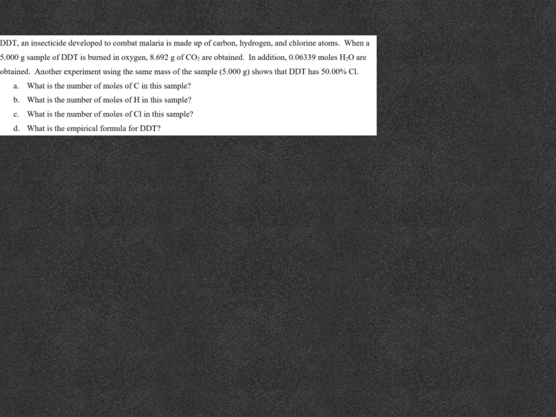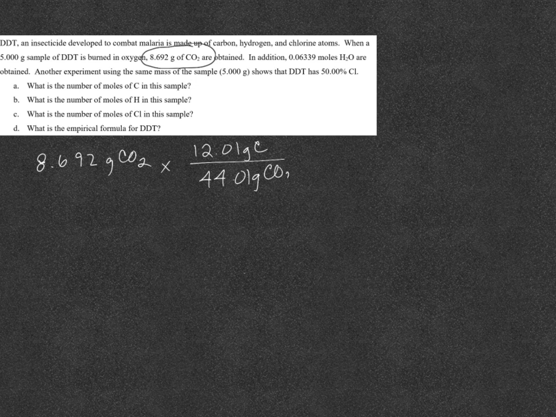So for A, when it says, what is the number of moles of carbon? What I need to do is I look at this part here, and it tells us that 8.692 grams of CO2 are produced. So we have to get the amount of carbon from that. So I have 8.692 grams of CO2. Basically, I'm going to do a percent composition. I'm going to multiply by the mass fraction. So it's 12.01 grams of carbon per 44.01 grams of CO2.